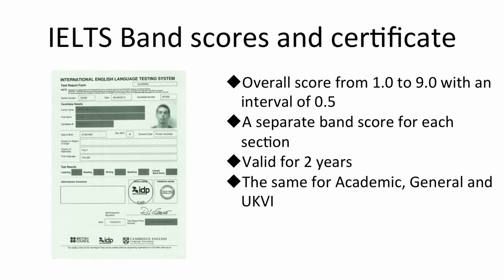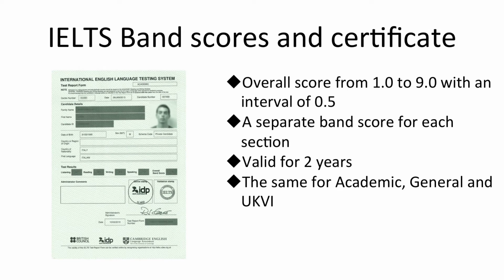An IELTS certificate for academic, general, and IELTS UKVI looks approximately like this. You will obtain a separate score for each section and an overall band score. Your band score is usually counted in your favor. So if, for example, you get 6.5 for reading, 6.5 for listening, 7.0 for speaking, and 7.0 for writing, your overall score will be 7.0, but not 6.5. However, often some universities and immigration authorities require a minimum score in each section.